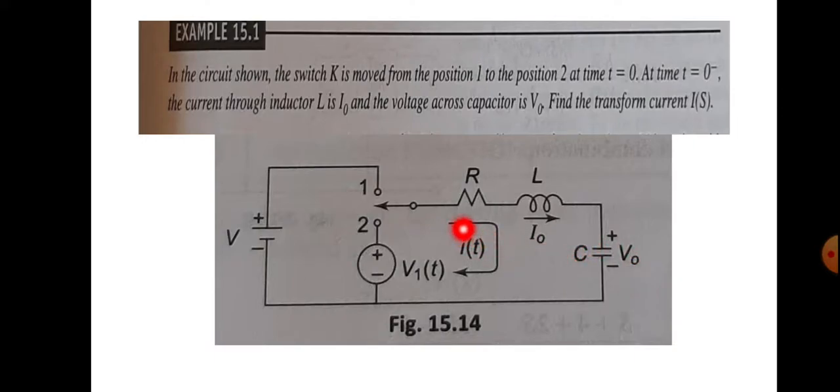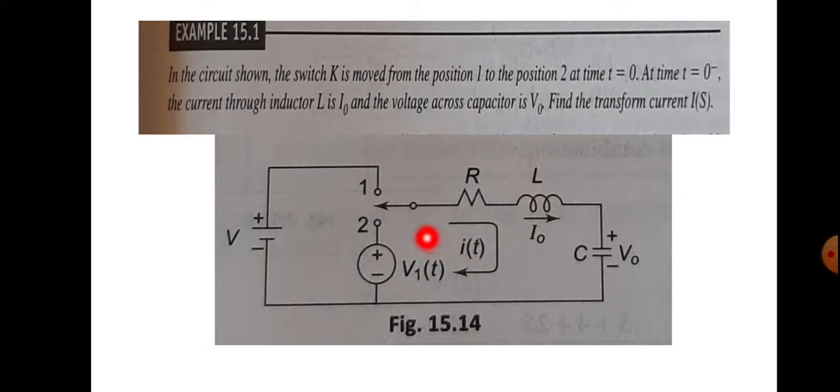So these are the conditions given in the question, but you are asked to find the transform current I of S. What is the transform current here? It is given that the time domain current is I of t. You are asked to find the transform current I of S.